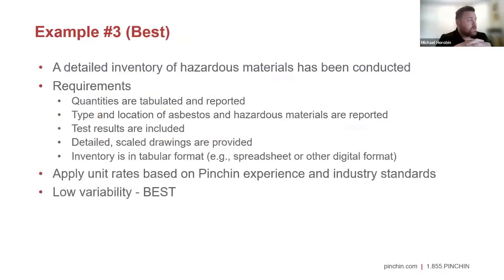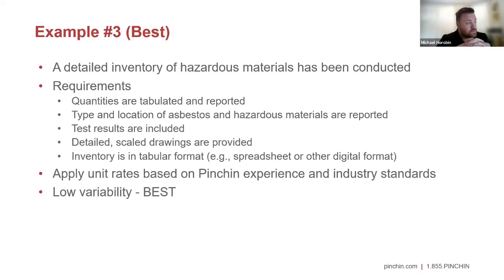The third example is the best option we suggest. It's a detailed inventory of hazardous materials, whether it's been previously conducted or gets conducted. All of the quantities are tabulated and reported of all materials that are known to be hazardous. The types and location of asbestos and hazardous materials are reported. Test results are included so we can confirm that stuff does or doesn't contain asbestos and other hazardous materials.